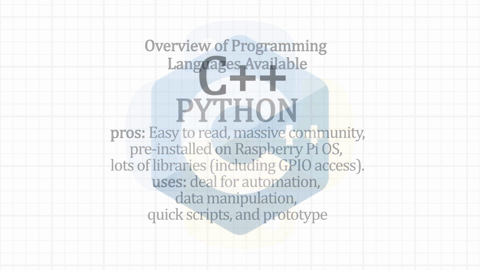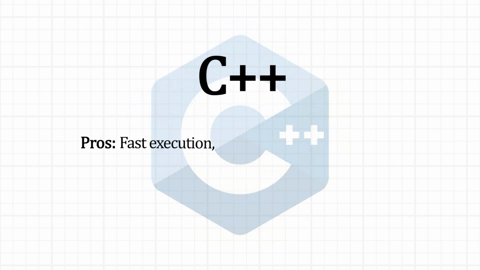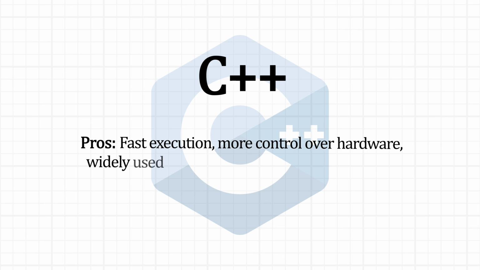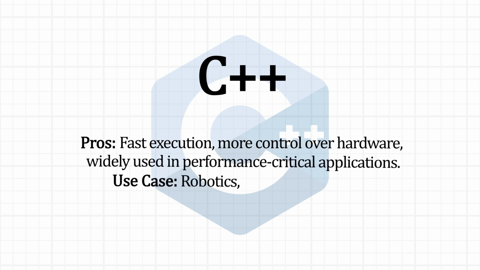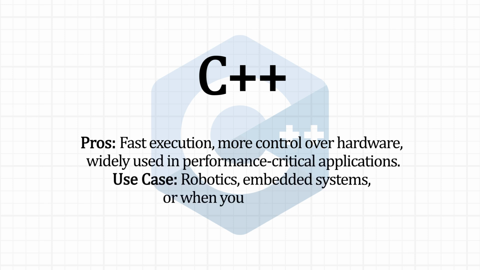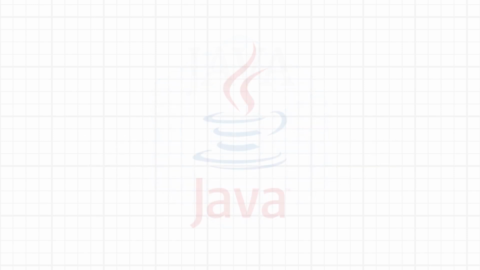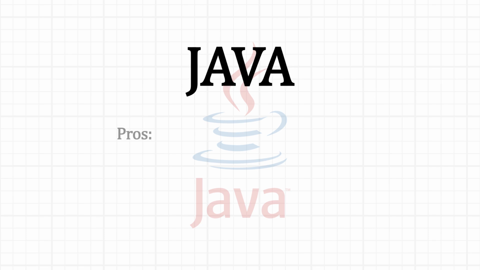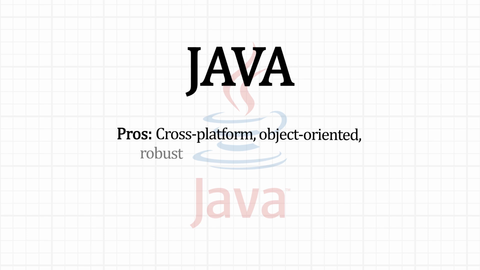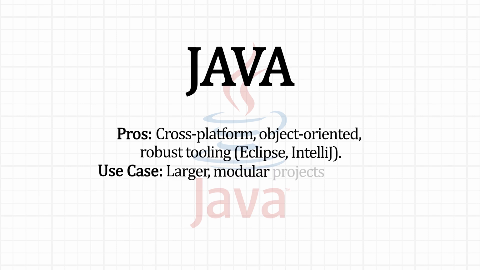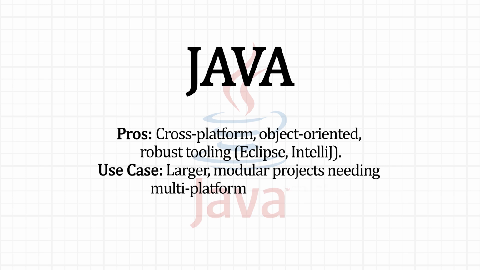You can also use C++, which is fast when it comes to execution, gives more control over hardware, and is widely used in performance-critical applications. Ideal cases would be robotics, embedded systems, or when you need speed. For Java, the pro is that it's cross-platform, object-oriented, with robust tooling such as Eclipse, and ideally this would be for larger, modular projects needing multi-platform deployment.